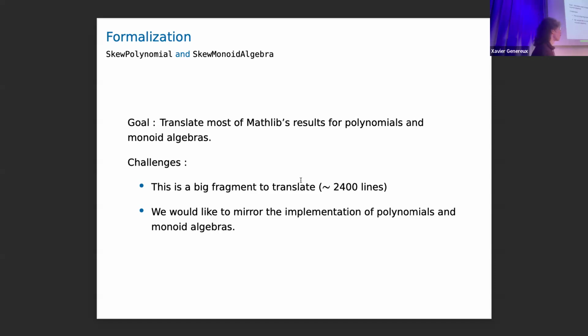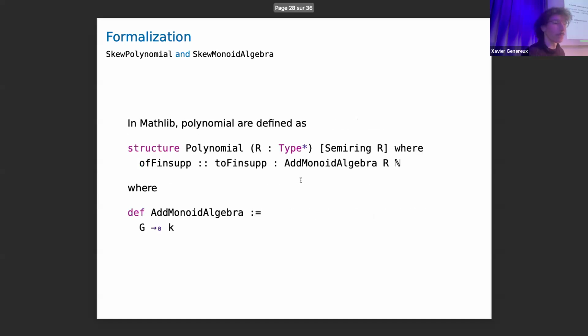This is, of course, a lot of work. Polynomials is a huge part of the library, and at the moment, the fragment that we translated is 2400 lines. One problem that we encountered is that polynomials in Mathlib, interestingly, are defined as a structure over MonoidAlgebra, which is a generalization of polynomials. And then MonoidAlgebras are defined themselves as finitely supported functions. So I was like, fine, I'm just going to copy the structure, copy the theorems, and do it.